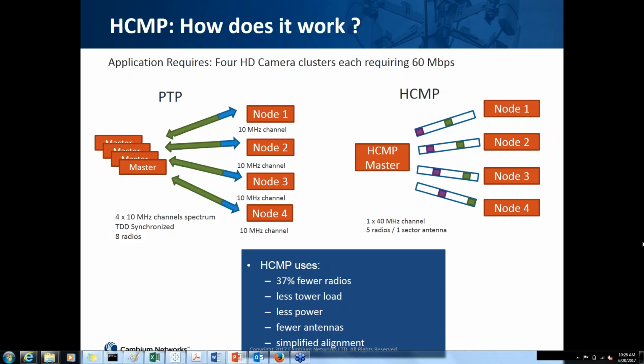Will the PTP 670 support larger channel sizes? We are working towards it, but we don't have a definite answer for that.